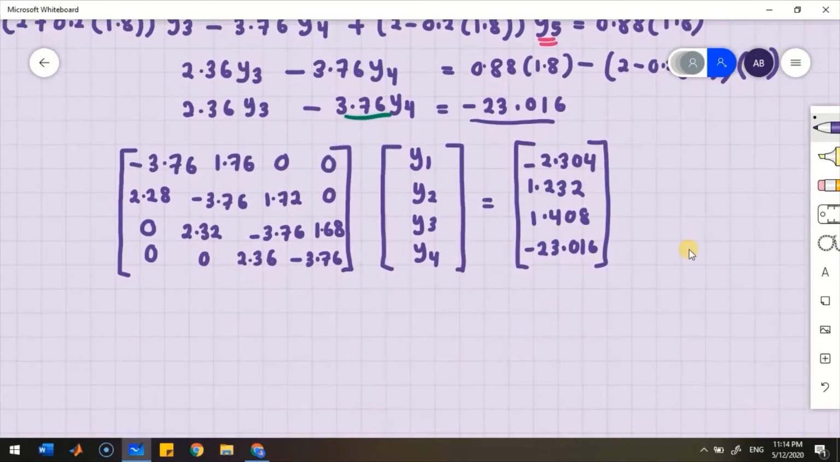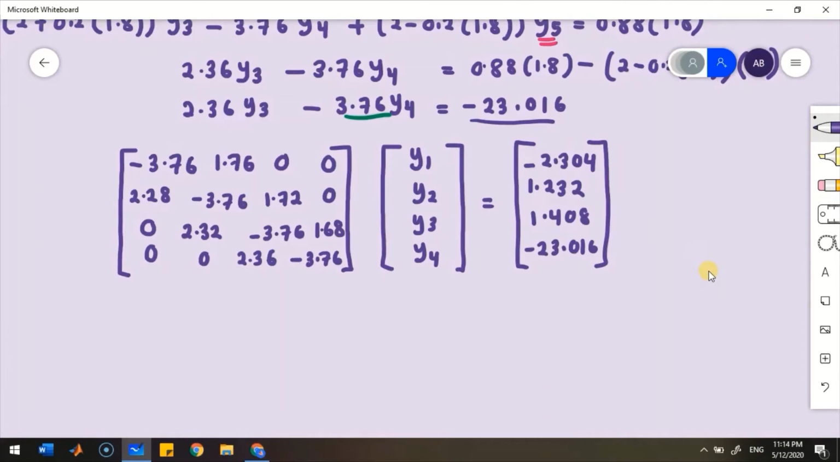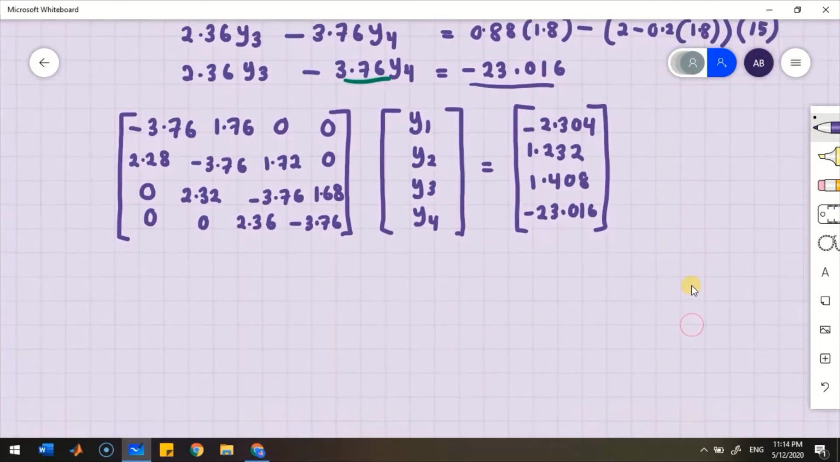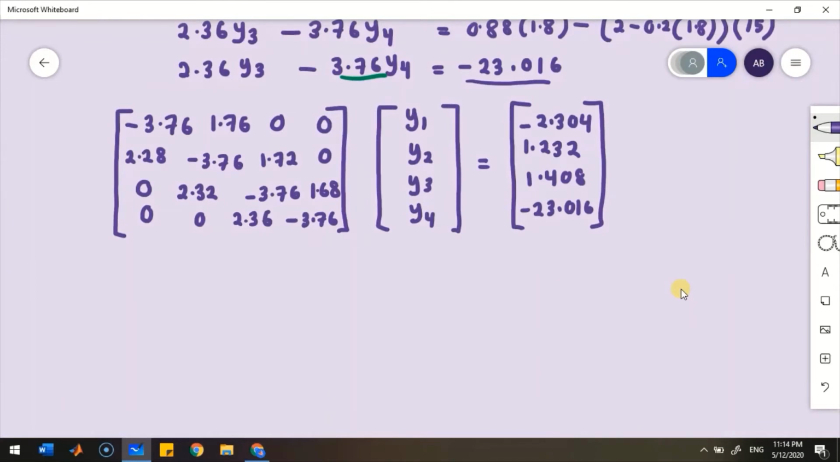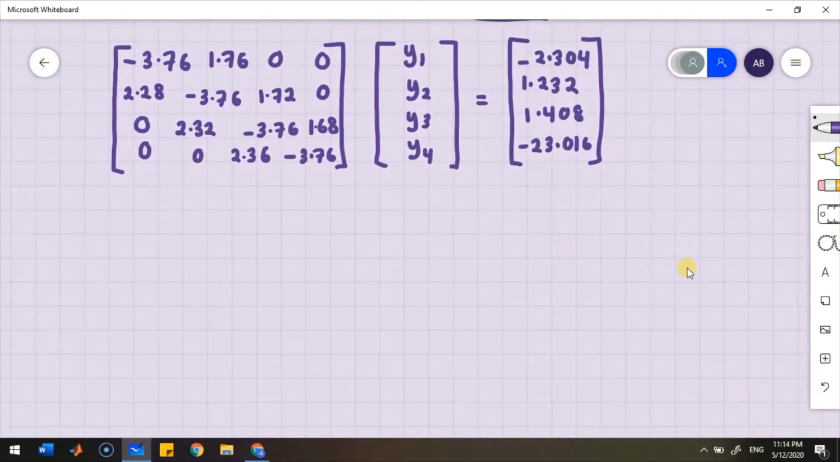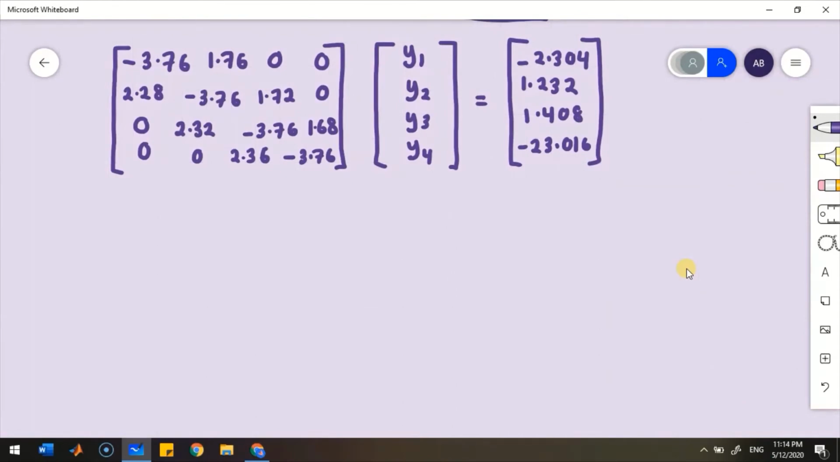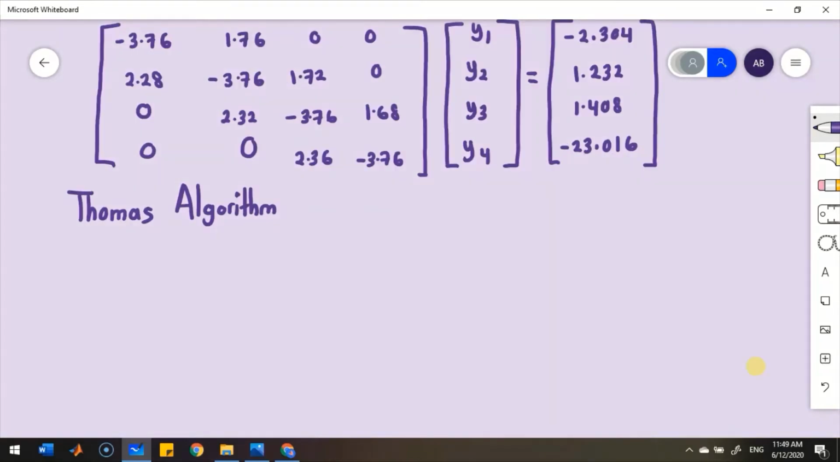This is our 4x4 system of linear equations. Now, you can definitely use Scilab or any other tools to solve this system, but I want to show you how to solve it using the Thomas algorithm. Using the Thomas algorithm is easier if I show you by creating a table.